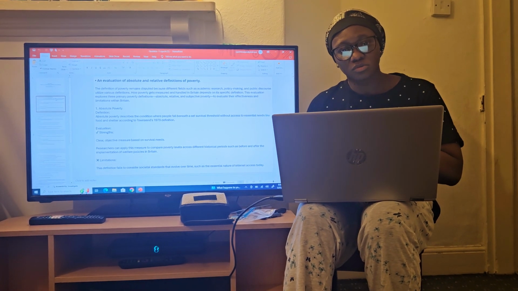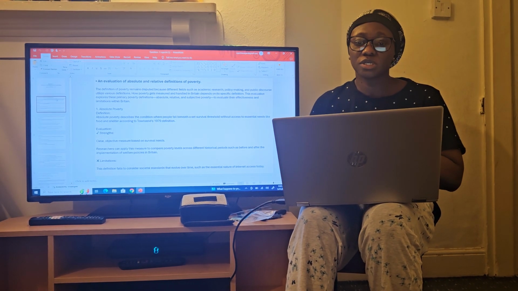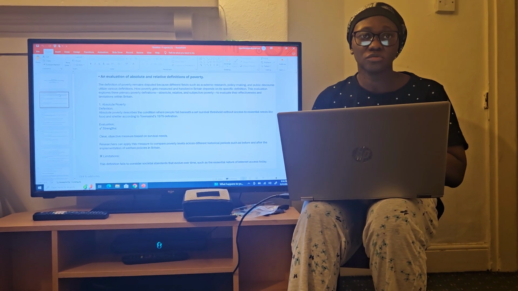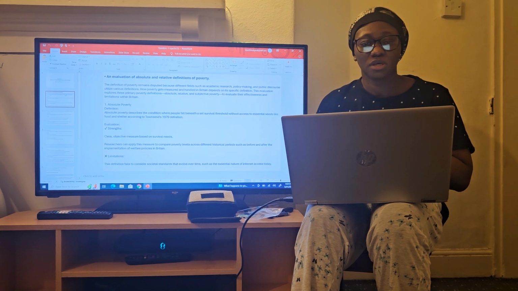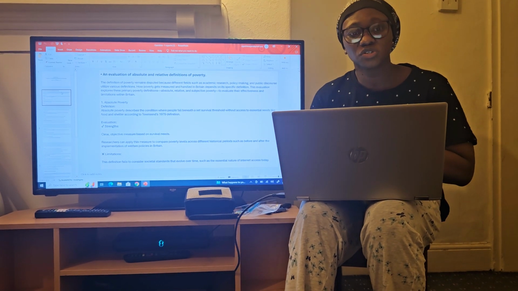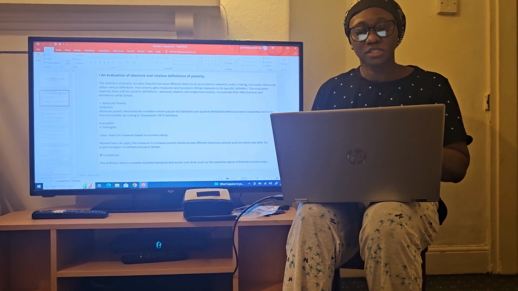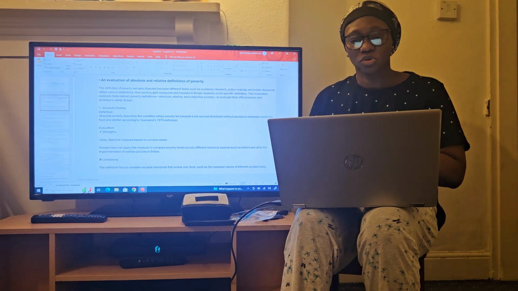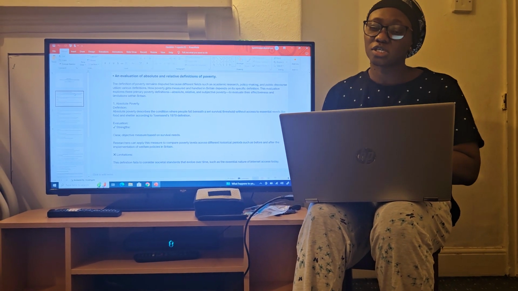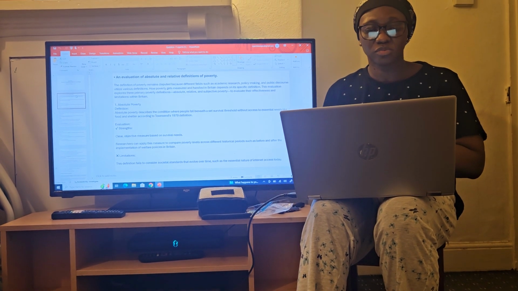The first one is absolute poverty. Absolute poverty describes the condition where people fall beneath a set survival threshold without access to essential needs like food, shelter, clothing, according to Townsend's 1979 definition. Evaluating the strengths: clear, objective measures based on survival needs. Researchers can apply this measure to compare poverty levels across different historical periods, such as before and after the implementation of welfare policies in Britain.